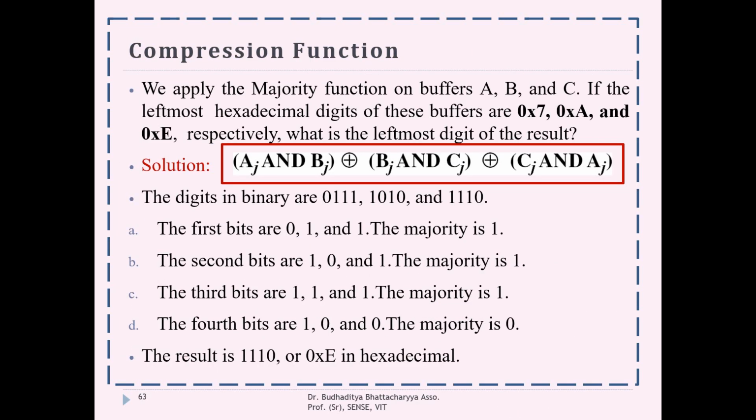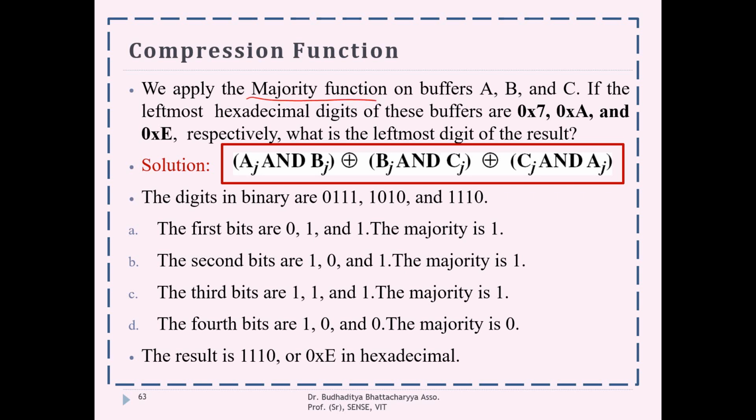Please understand this question very carefully. It's a very simple process, and don't lose out on scoring marks if a question of similar nature comes. The question is, we apply the majority function on buffers A, B, C, if the leftmost hexadecimal digits of these buffers are 7, A and E. What is the leftmost digit of the result? So we are applying the majority function.